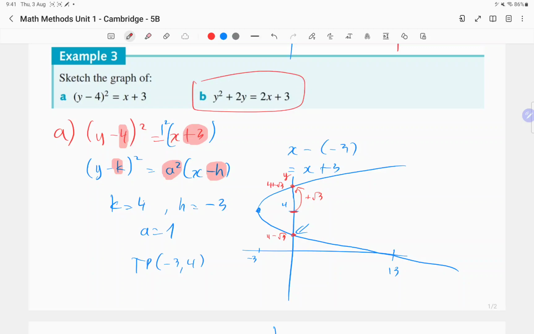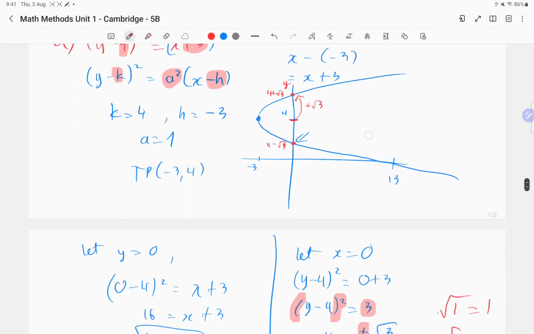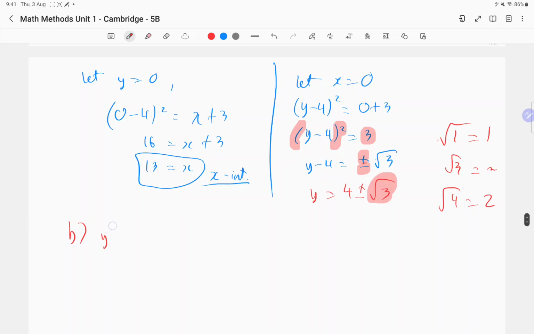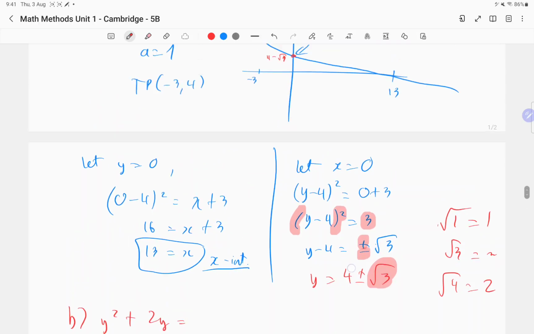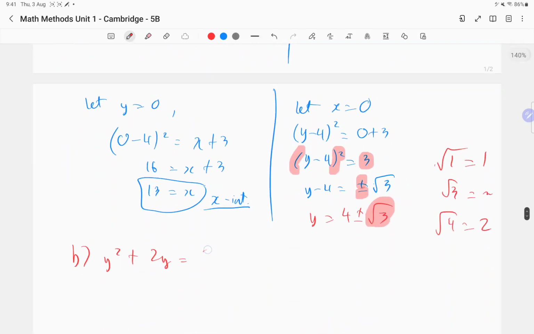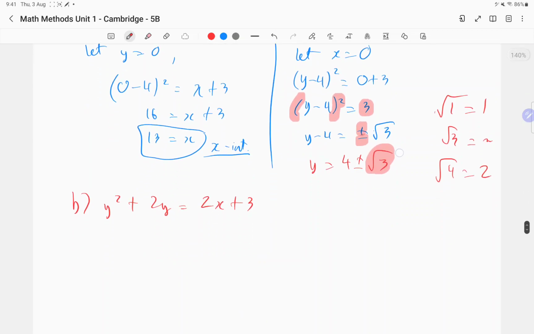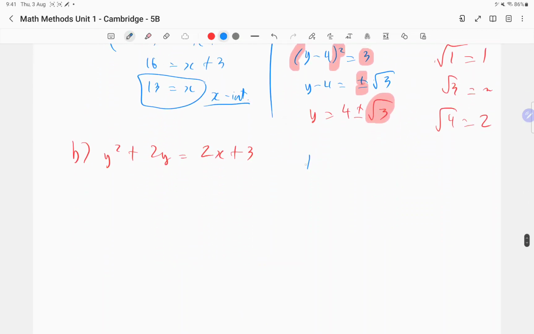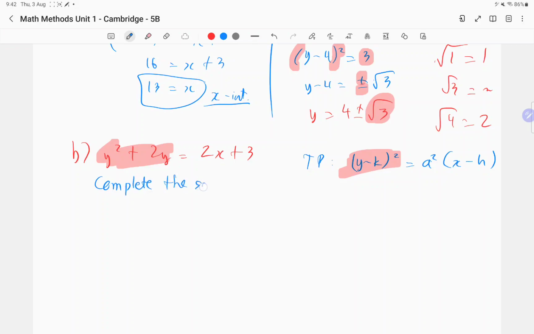Alright, let's move on to question B here. y squared plus 2y equals 2x plus 3. Okay, recap, what is the turning point form? The turning point form is (y minus k) squared equals a squared times (x minus h). Now note that this is not a perfect square of y, so we need to get a perfect square, we need to complete the square.